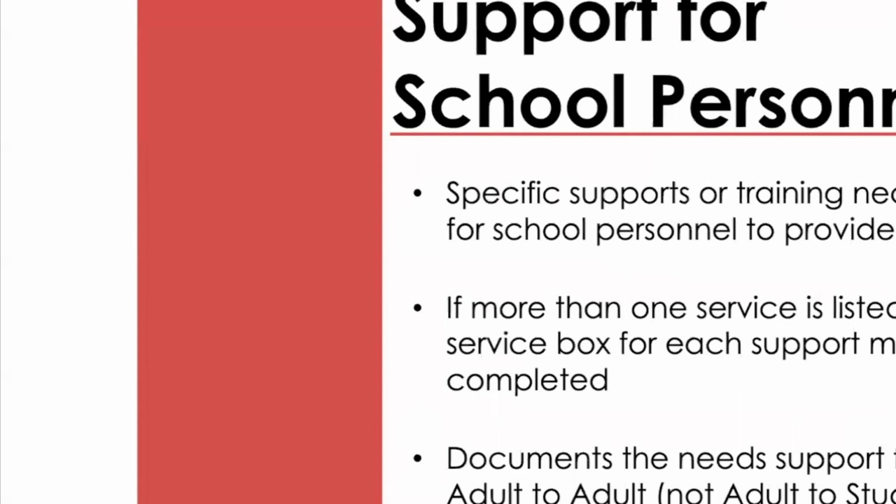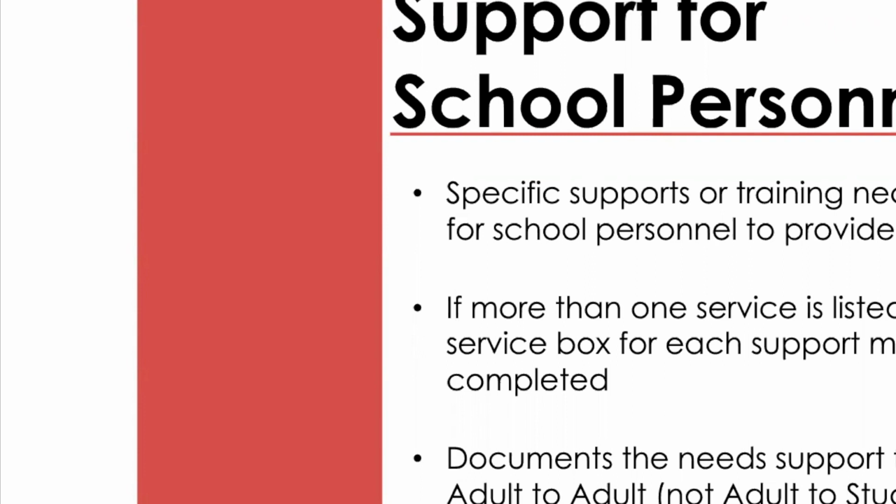So support for school personnel. Support for school personnel are those specific supports or training necessary for school personnel to provide FAPE, that free appropriate public education. If more than one service is listed, a service box for each support must be completed. The most important piece to this is that it documents the needs that are supporting adult to adult. This is not about an adult to a student. This is adult to adult.